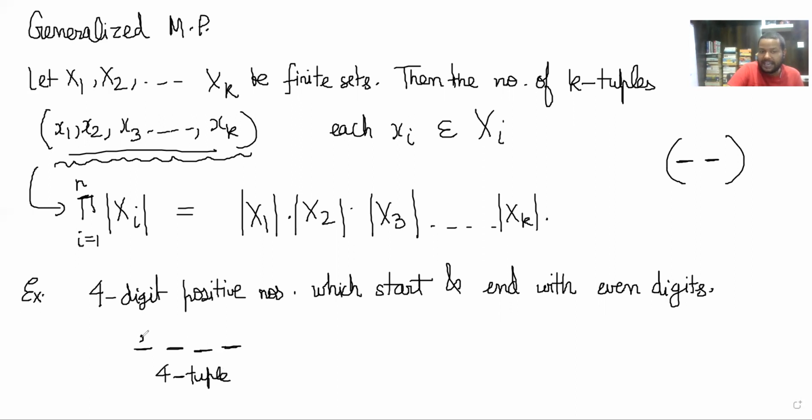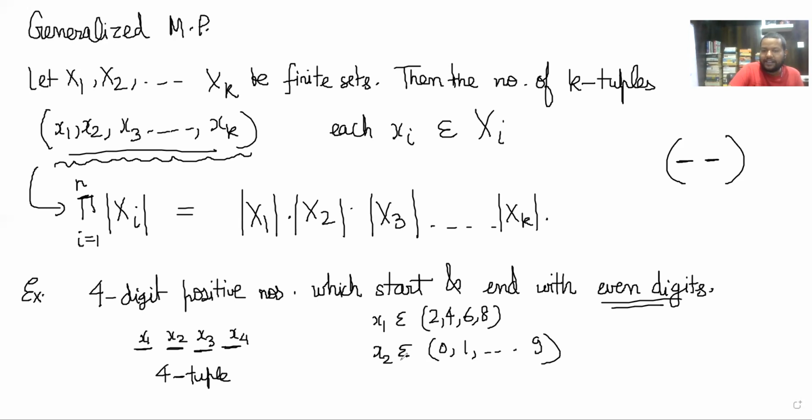So each of the xi's has to come from a different set of numbers. I mean, they can be identical sets, but they are different sets from each other. So x1 clearly should be an even digit and it cannot be 0, so it should be 2, 4, 6, 8. X2 has no restriction. The middle 2 digits don't have any restrictions, so it can be anything from 0 to 9, X2 and X3. And X4 has to be an even digit, but now it can use the number 0, right? So 0, 2, 4, 6, 8. So these are my x1, x2, x3, and x4.